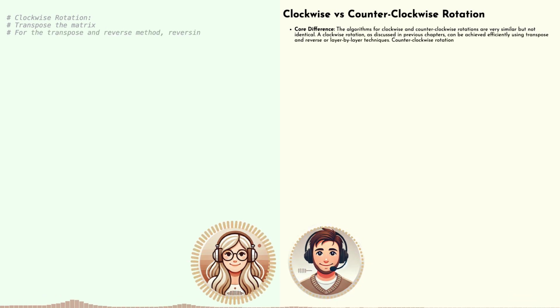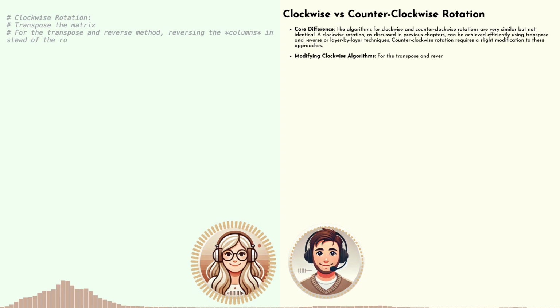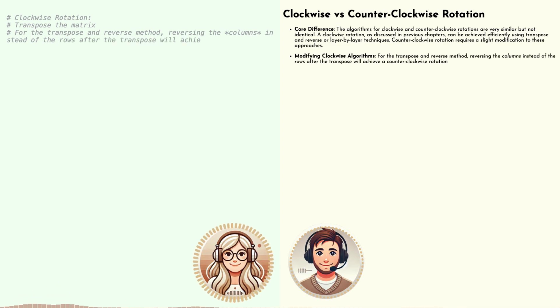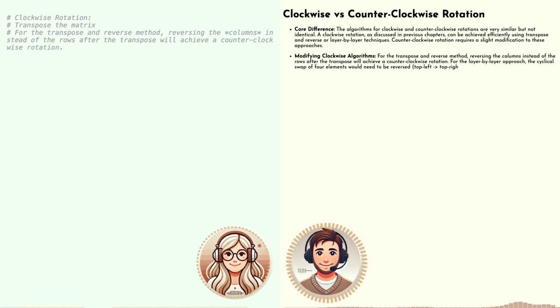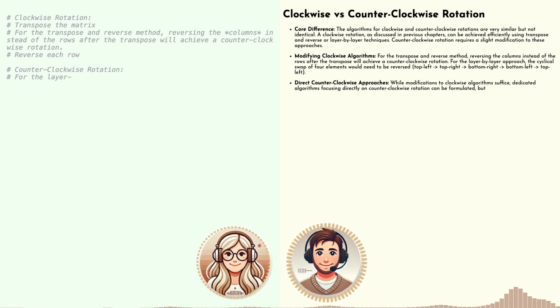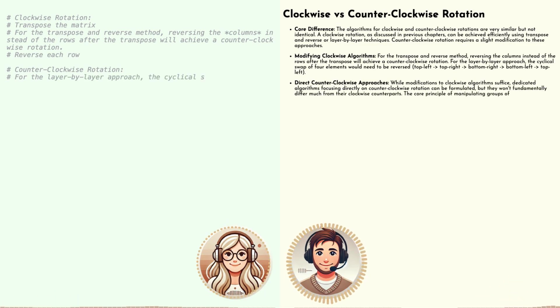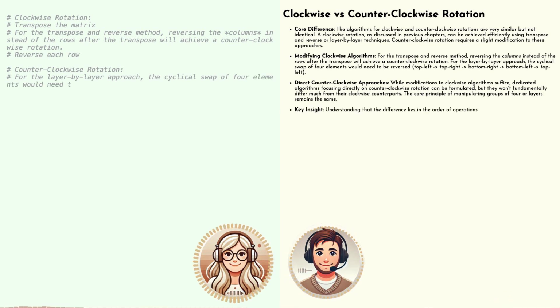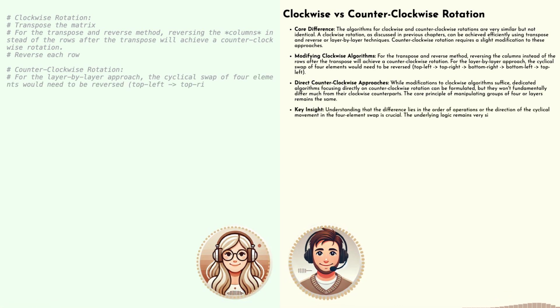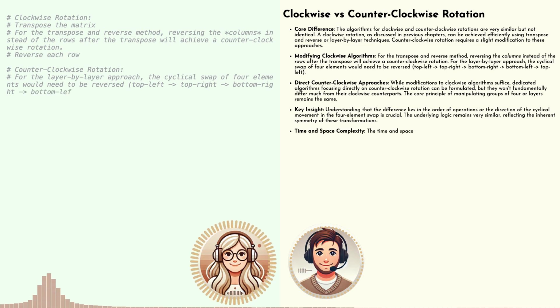So what's step two? Once we have that transposed matrix, all we do is reverse the order of the elements in each row, and that puts them in their final spots. So it's a two-step dance: transpose to get the columns right, and then reverse each row to put them where they need to go. Exactly. That sounds way easier than I thought it would be.